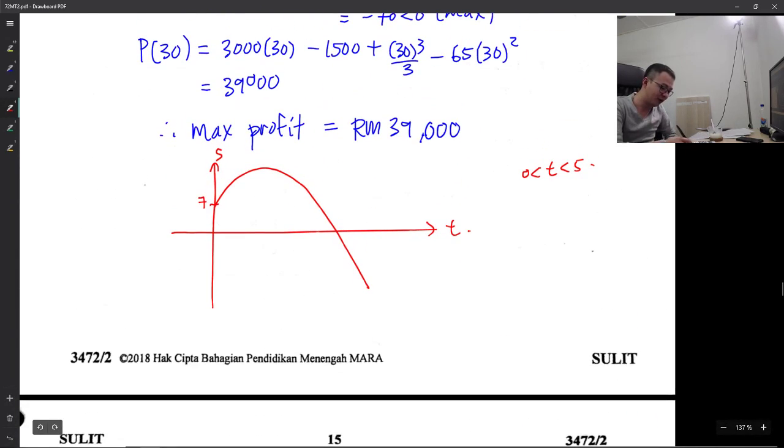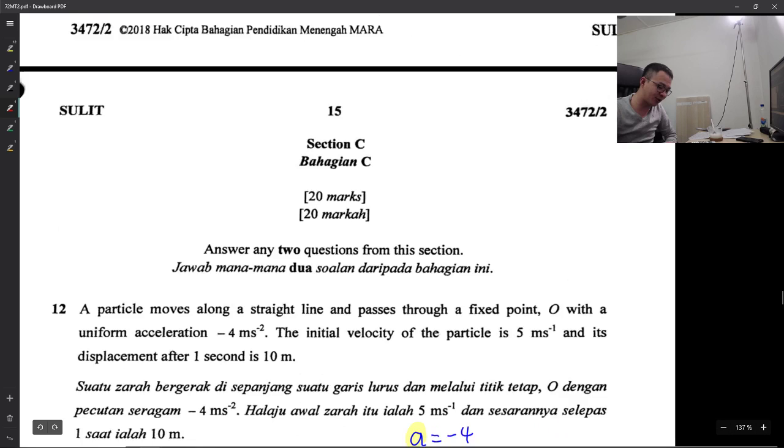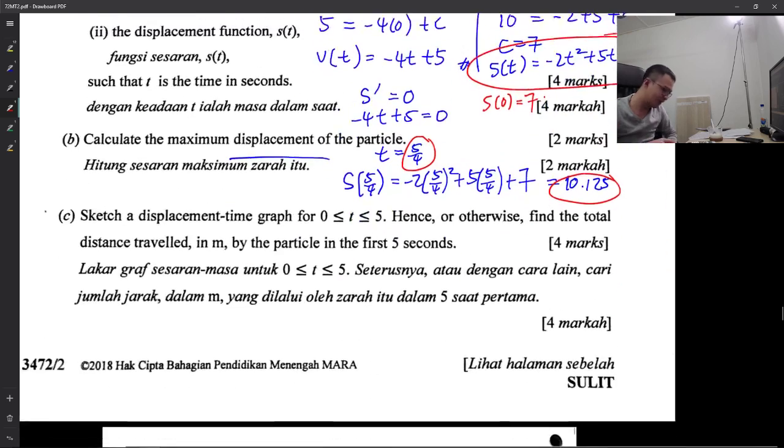So therefore, when t equals 5 over 4, I will get a maximum of 10.125. Then this value is when s equals 0. When s equals 0, I don't think you need to find it. You can just ignore it.